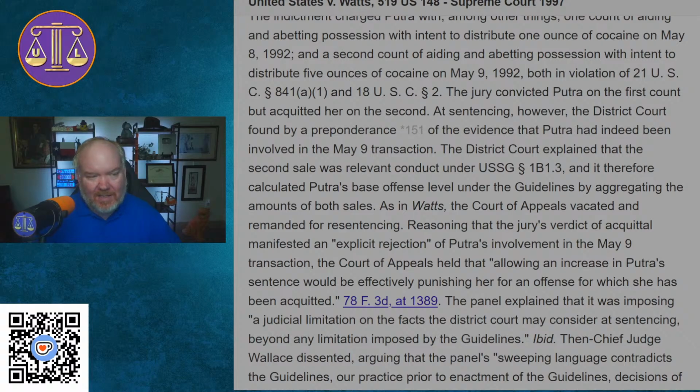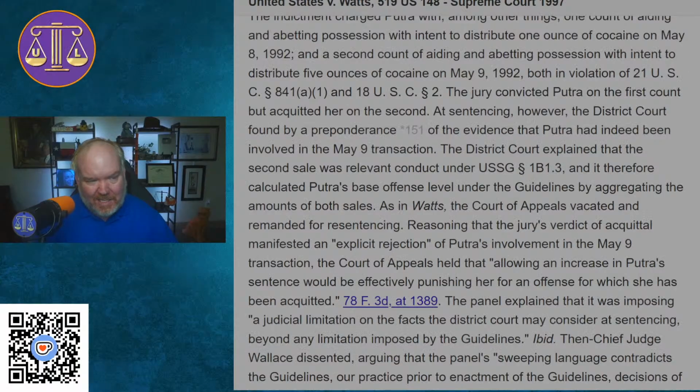The district court explained the second sale was relevant under relevant law and therefore calculated the offense for the other count by aggregating the amount of both sales. So they're like, the 1 ounce thing, I think is worse because of the 5 ounces that she also possessed, for which the jury acquitted. So, 1 plus 5 is 6. So I'm going to sentence her like she had 6 ounces. 6 is a nice number. How about 6? Pressing on.